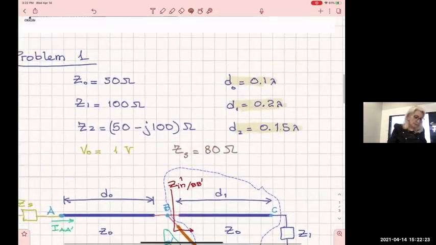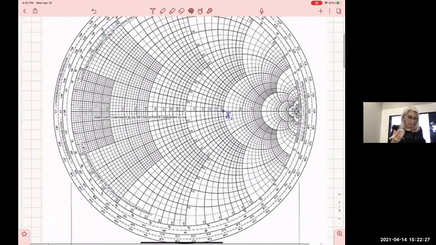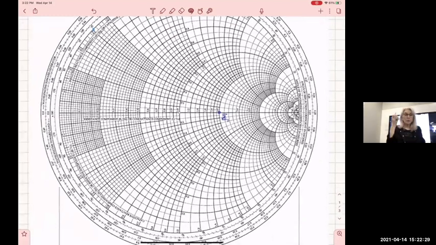How are we going to find this circle? The circle of the line has to have its center at the center of the Smith chart and go through this point, because this point is the load of the transmission line. The circle for this transmission line has to include that point.